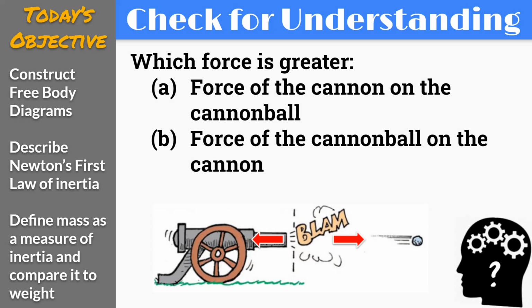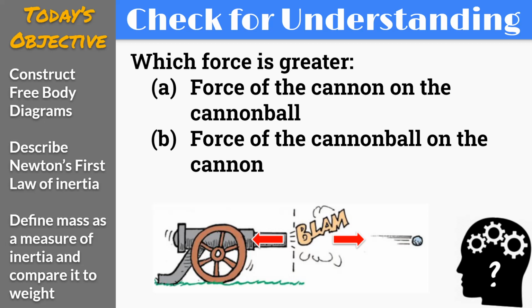The forces are equal and opposite. That is what Newton's third law states. For every action, there's an equal and opposite reaction. So the force of the cannon on the cannonball is equal and opposite to the force of the cannonball on the cannon. When a cannon fires, that cannonball, yes, is shot forward really fast. The cannon rolls back pretty slow.